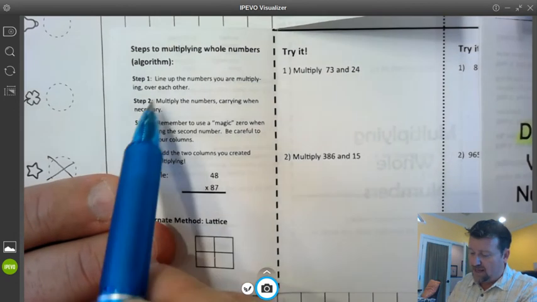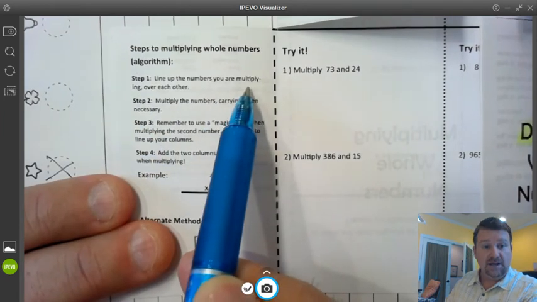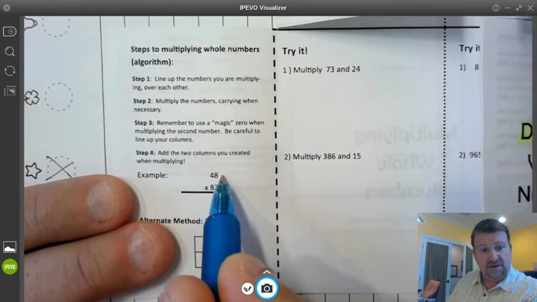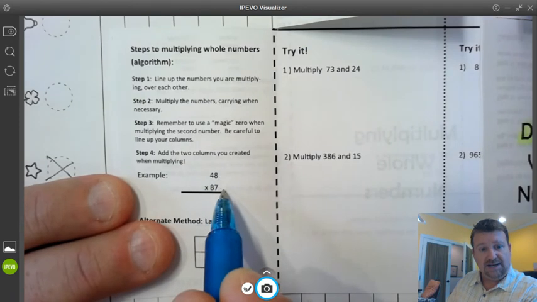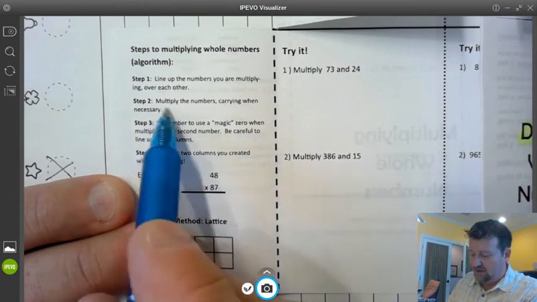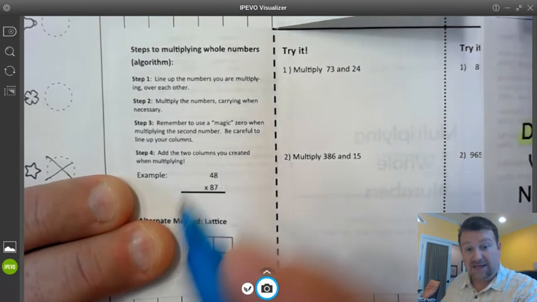When we use the algorithm method, step one, line up the numbers you're multiplying. Again, line up the place values. The 8 and the 7 in these two digits, 48 and 87, are both in the ones place, so they're lined up. You're going to multiply the numbers, then carry if necessary. So let's do our first multiplication.